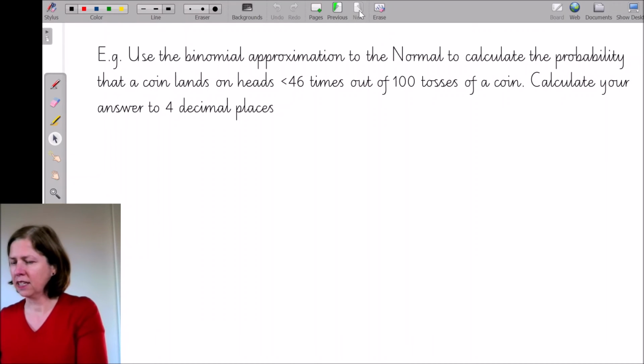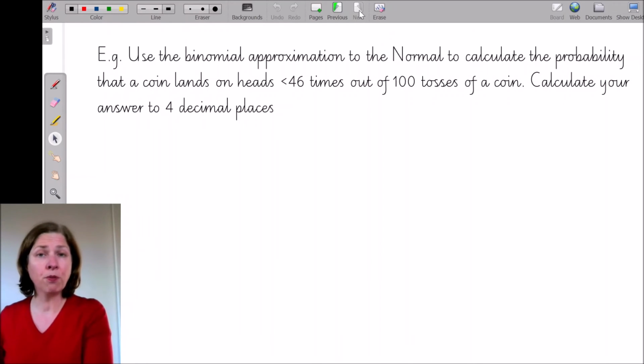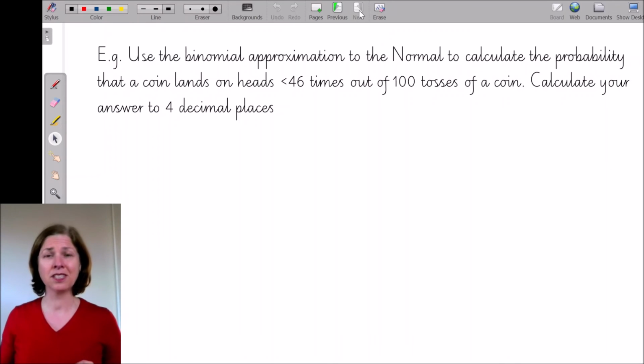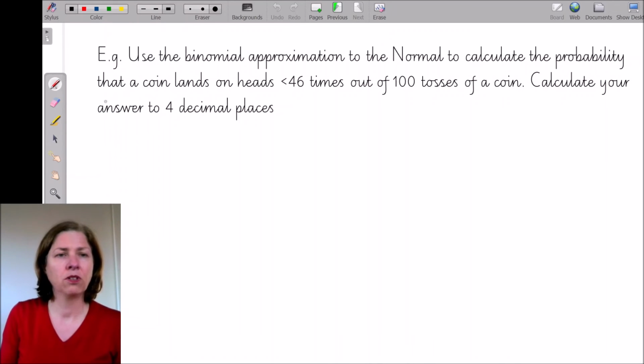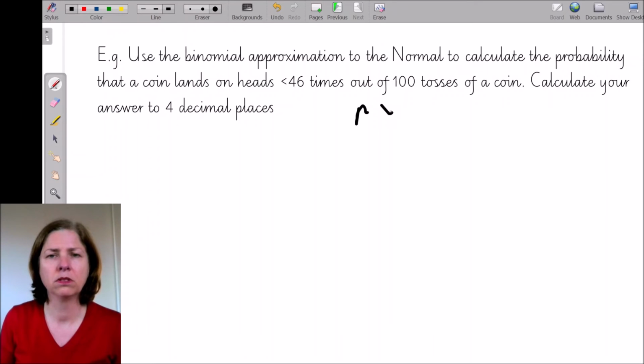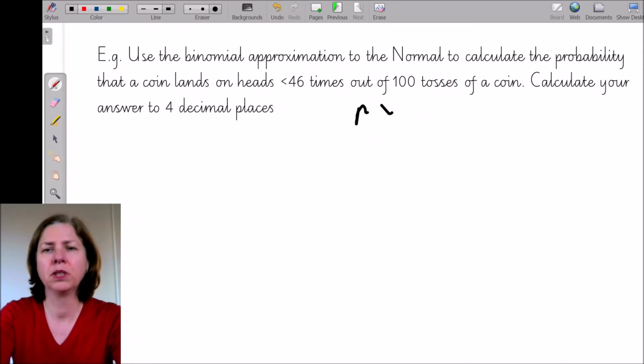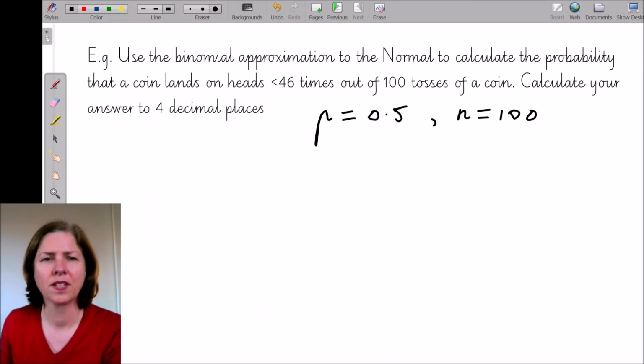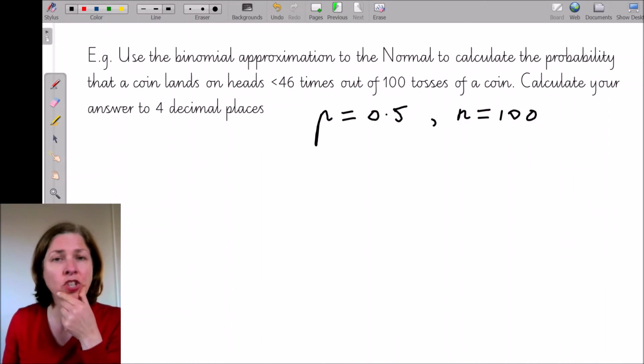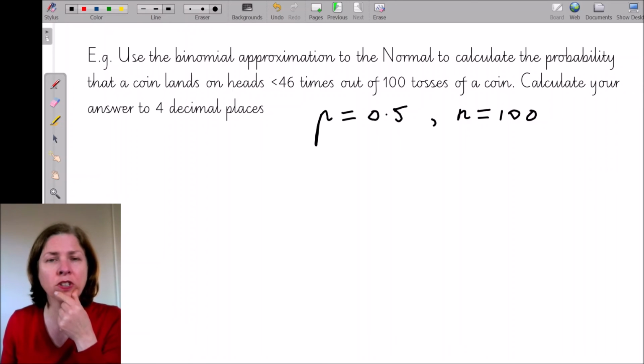And what I've got here is I'm going to use the binomial approximation to the normal, and I'm going to use coin tosses, which tells me, what do I know? If I'm using a coin toss, then I know that P is 0.5. Okay, so I've got P there is 0.5 because it's a coin, and N is 100, it says so in the question. I've got 100 tosses of the coin, and I'm looking for the probability that the coin lands on heads less than 46 times.